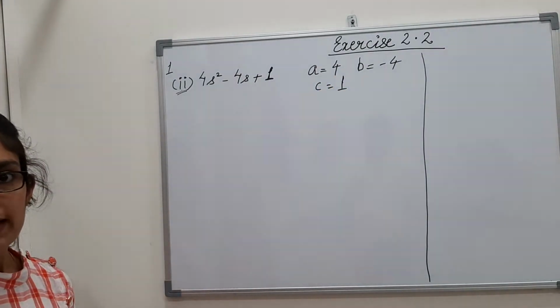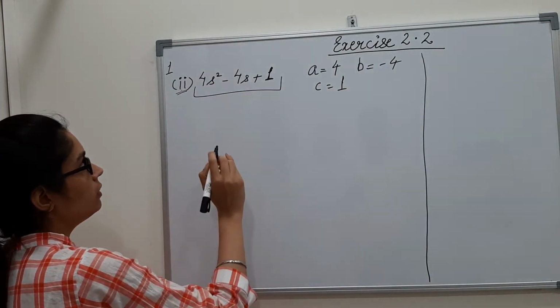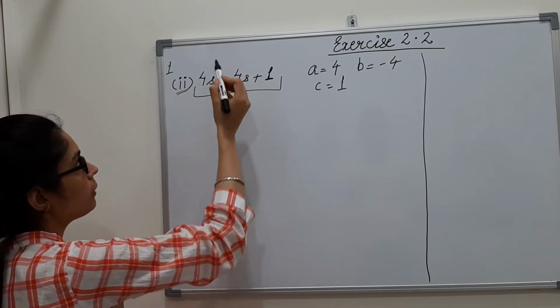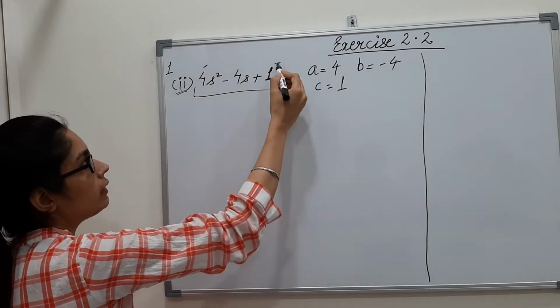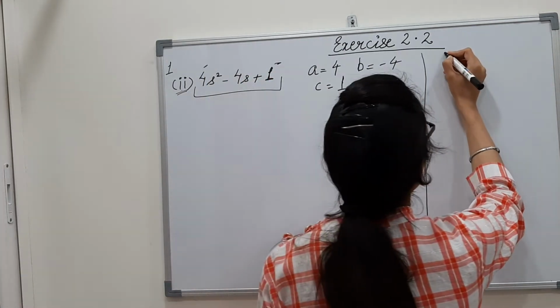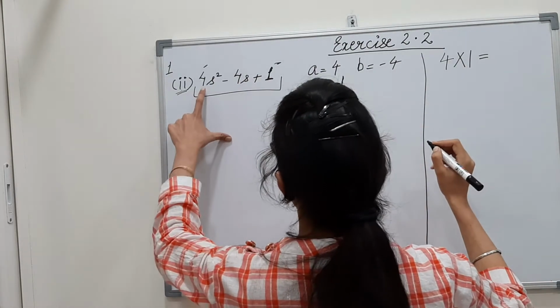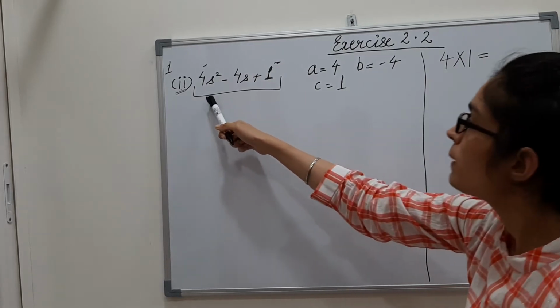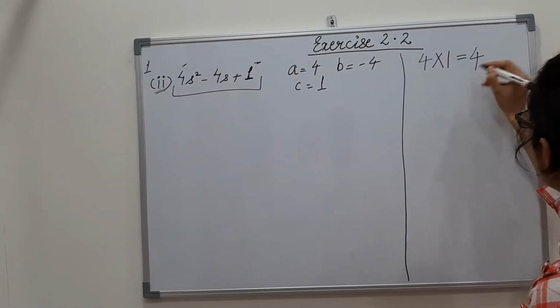In order to find zeros, we have to factorize this. For that we'll follow some steps. First, multiply the first term and the last term, that is 4 multiplied by 1. The first term is 4 and the last term is 1. You always have to multiply the coefficients only. So we have got 4.